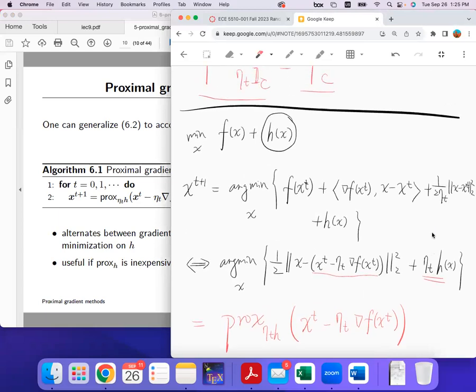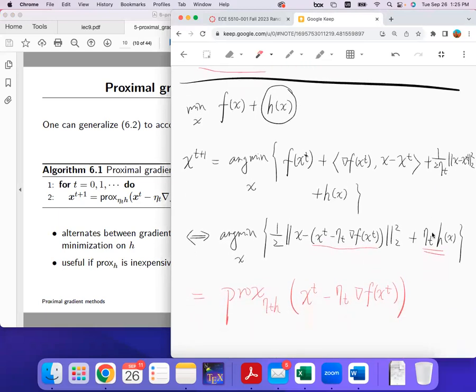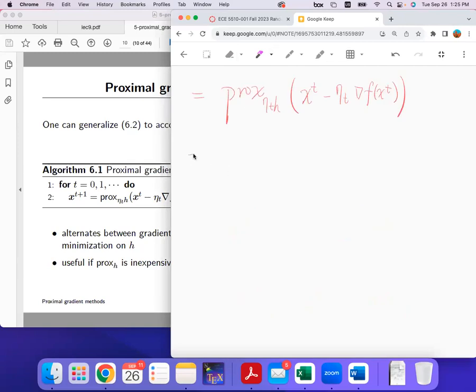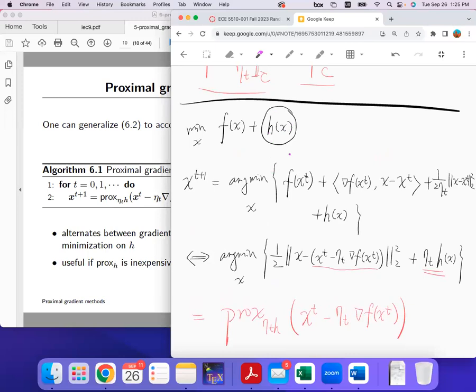And this framework generalizes projected gradient descent. To recover projected gradient descent, you simply set H(x) to be the indicator function of a constraint set. If H(x) is an indicator function on a constraint set, then the problem is a constrained optimization problem because of the indicator function.